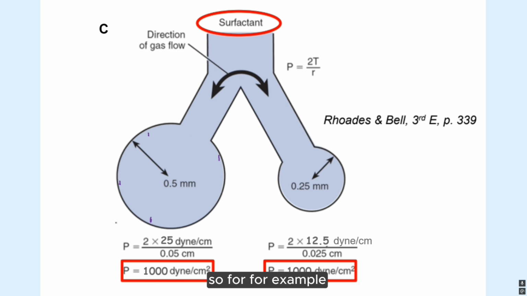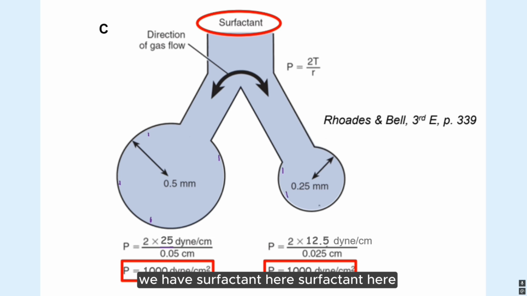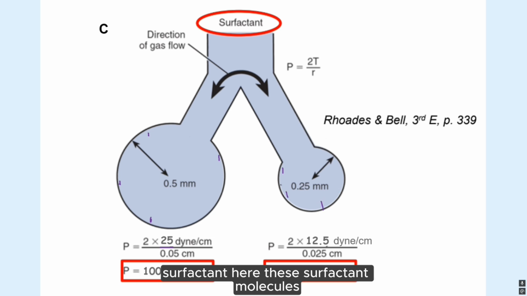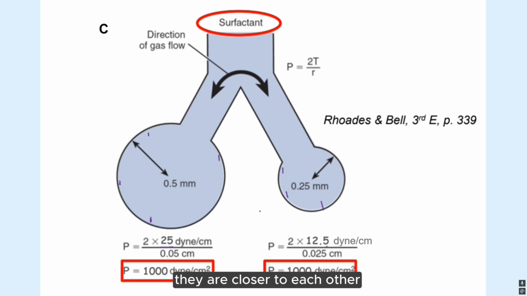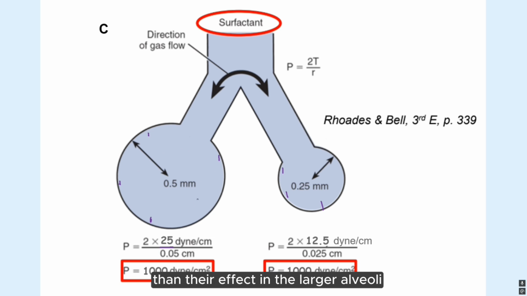So for example, the surface tension was 50 and then it became 25. But in the smaller alveolus, we have surfactant here, here, and here. These surfactant molecules are closer to each other. They are more concentrated, which means their effect will be even larger than in the larger alveolus. So from 50, instead of being 25, it ended up being 12.5.